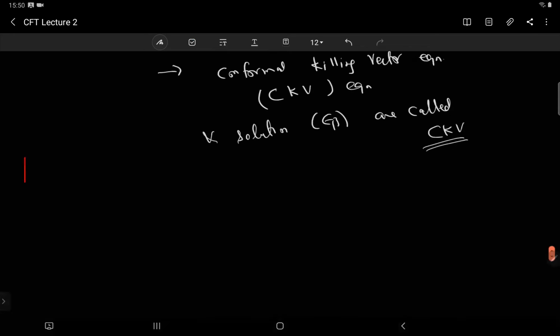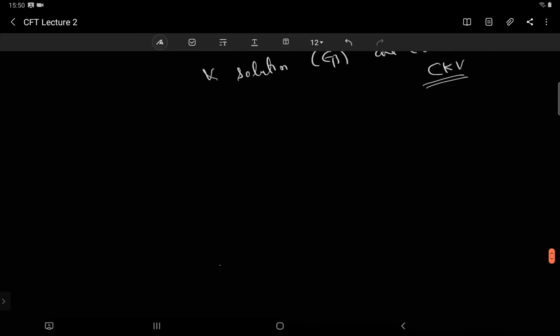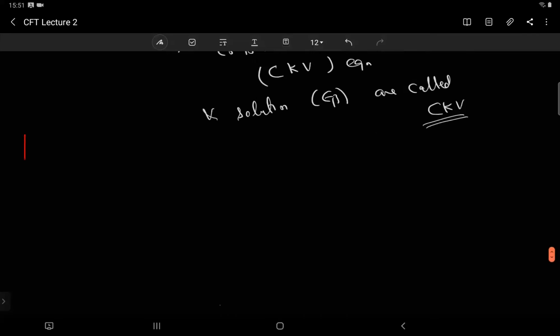But I will never be on curved space. I'll always be on flat space. So we will always look at this.